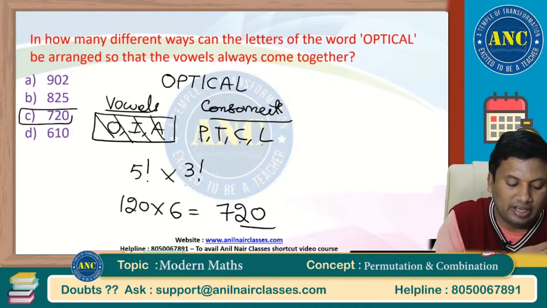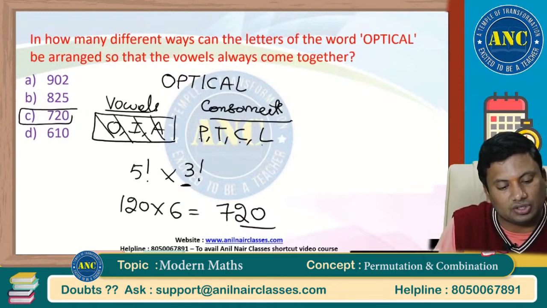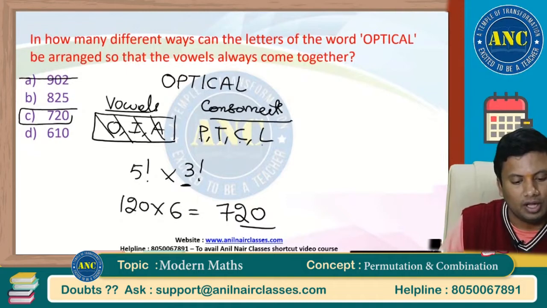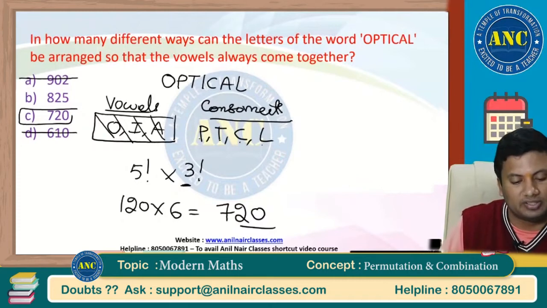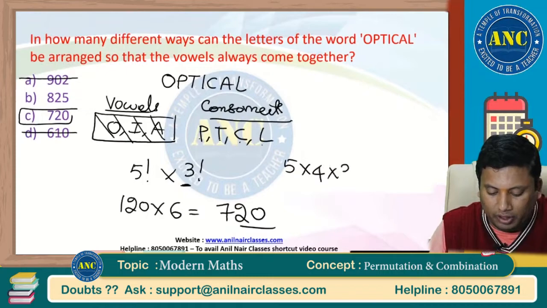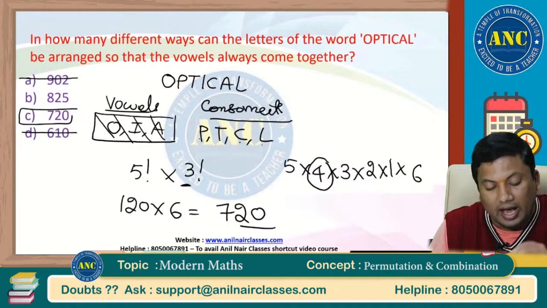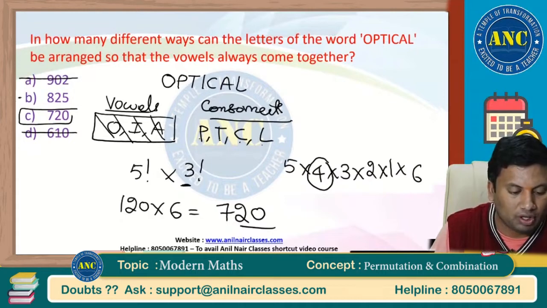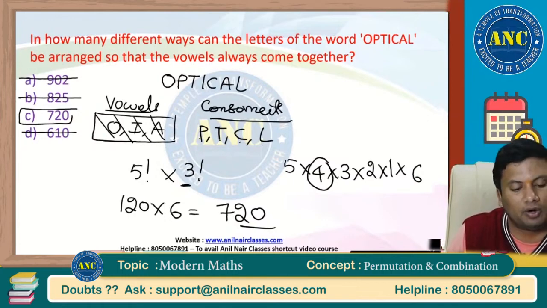Now see here. 3 factorial is divisible by 3. The sum of the digits of the answer should be divisible by 3. 9 plus 2 is 11, not divisible by 3. Next, 6 plus 1 is 7, not divisible by 3. Now, 5 factorial is 5 into 4 into 3 into 2 into 1. For big numbers, this will be extremely useful. The answer is divisible by 4, so the last 2 digits should be divisible by 4. 25 is not divisible by 4. The answer is nothing but 720. I hope it is clear.